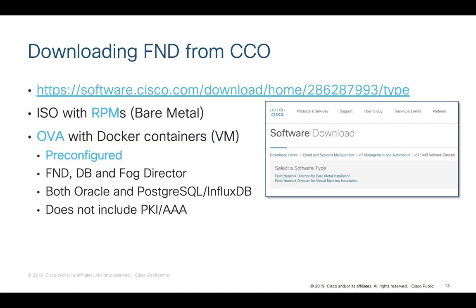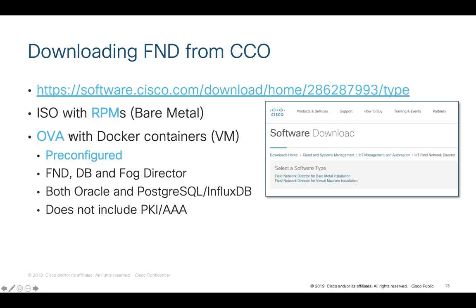Where do you download FND from on CCO? So if you follow this link, it'll open up the page to download the software. It'll take you to this page where you see two options to download. One is the bare metal installation and one is the virtual machine option. So the bare metal option contains the ISO files. If you recall from previous slides before, we have just the installation files as part of this.